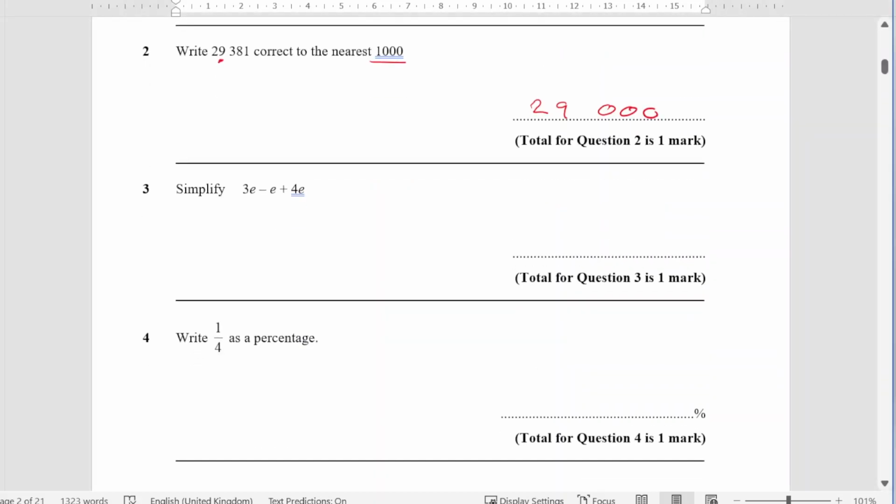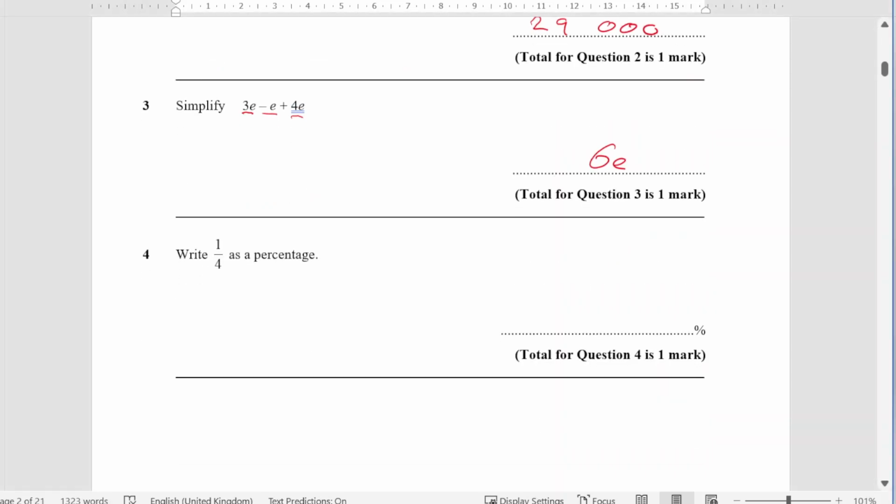Question 3 then, simplify. So 4e minus e is 3e, plus 4e is 6e... And question 4, write 1 quarter as a percentage. Well, 1 quarter is the same as 25 out of 100. So that's going to be 25%.